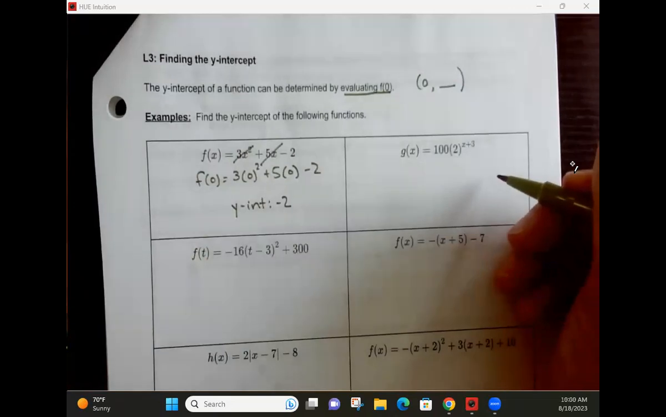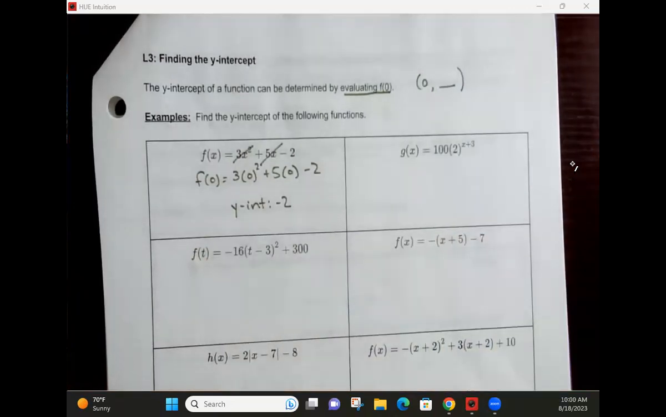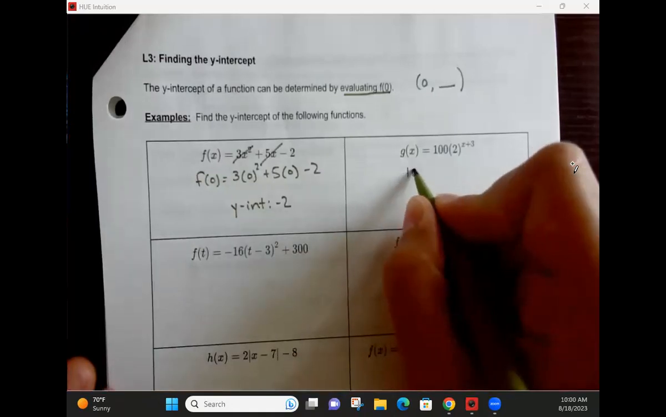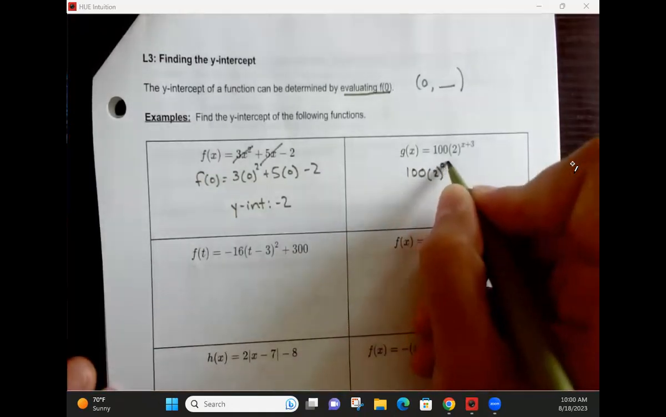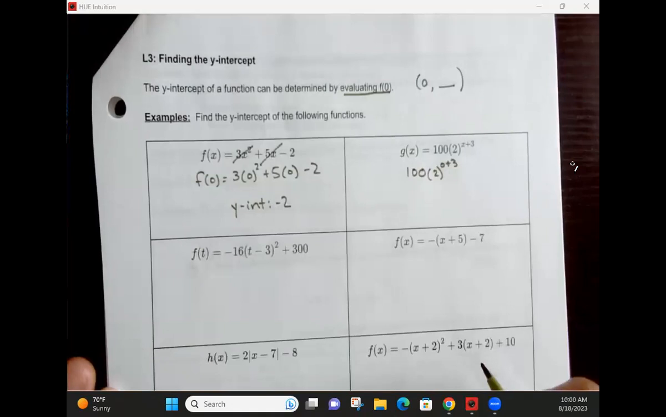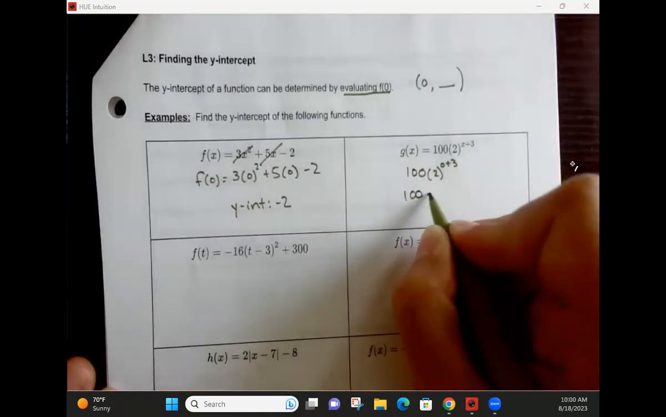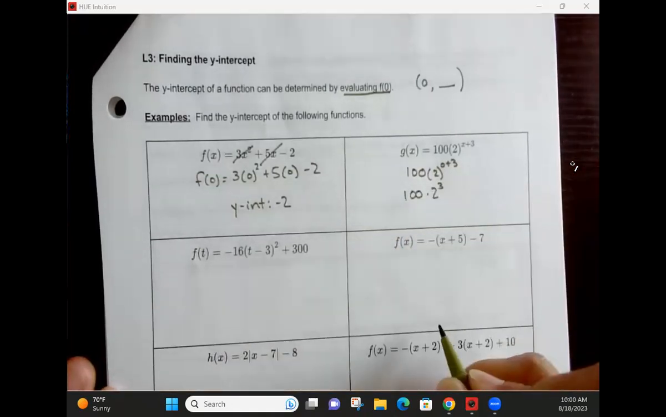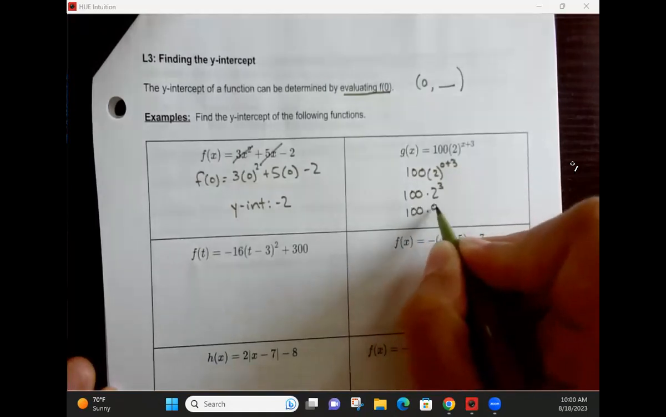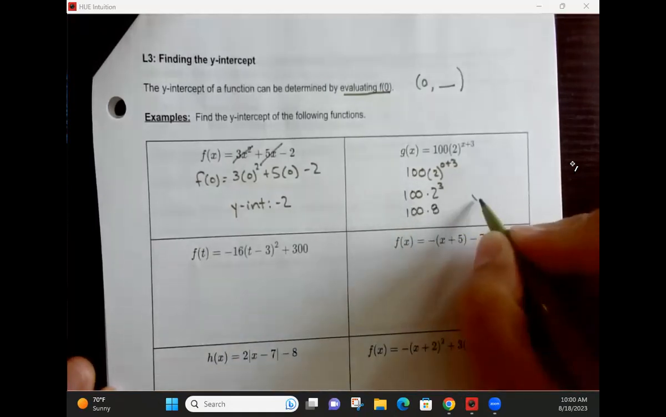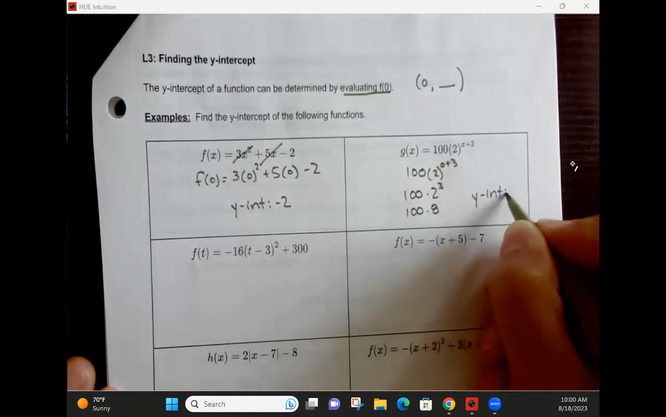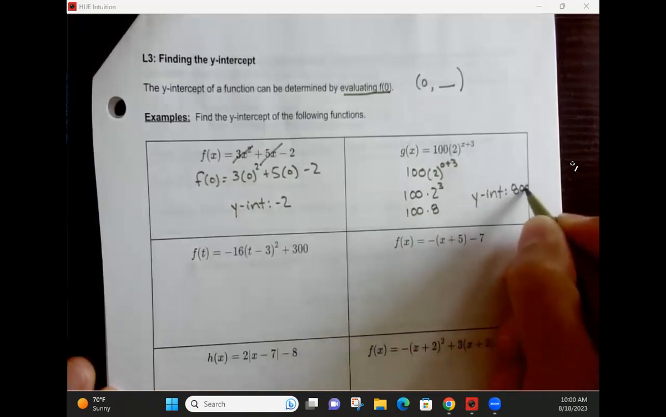Our g of x function, our second function here, may be a little less nice. I'm going to actually have to do some work to get that y-intercept, more so than I did with my first function, but that's okay. So this would be 100 times 2 to the 0 plus 3. So 100 times 2 cubed, that's 100 times 8. So we find our y-intercept to be 800.